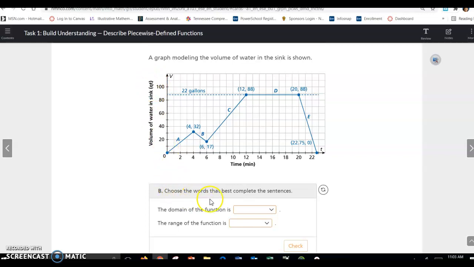So choose the words that best complete the sentence. The domain of the function is, the domain comes from your x's, so that goes from 0 to almost 23. And the range is your y values, so 0 up to, looks like 22 gallons.